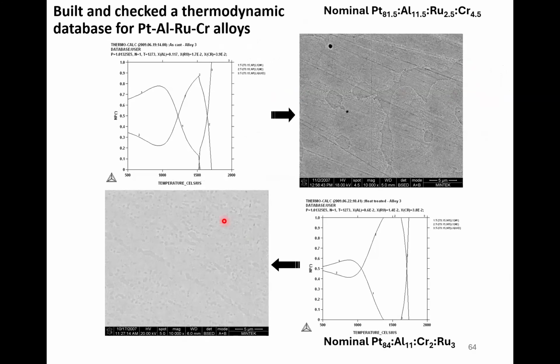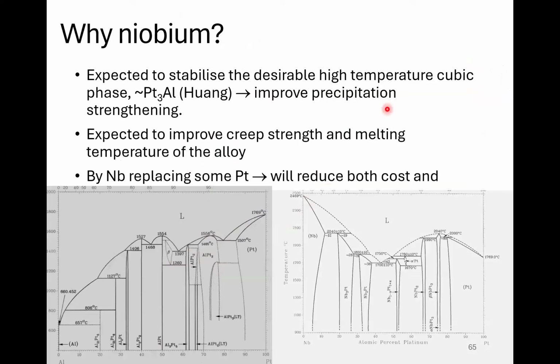Then we were playing around with the database. Could we, using our database, I've shown some of the results of that. Could we actually predict this? Because we were going to take this further and further. And then we put niobium in. The reason we put niobium in is to improve precipitation strengthening. It does improve the creep strength, and also it makes the alloy cheaper, definitely, and a little bit lighter by replacing some of the platinum, so that's good.